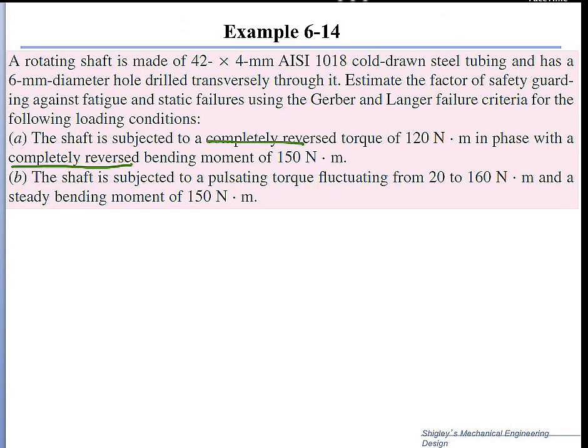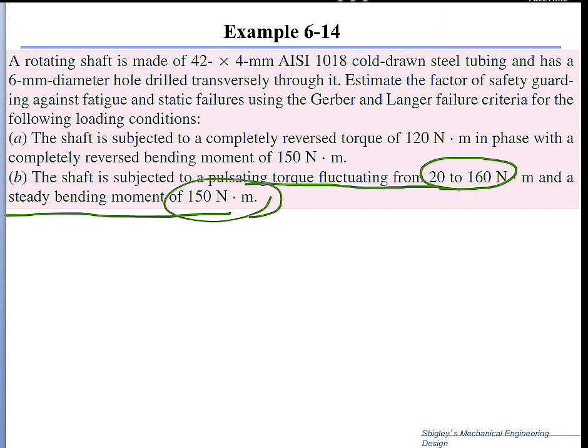And then the second is different. We have a pulsating torque. It varies from 20 to 160, which means that it has a mean value, and a steady bending moment of 160. So that's a more complex loading situation here.